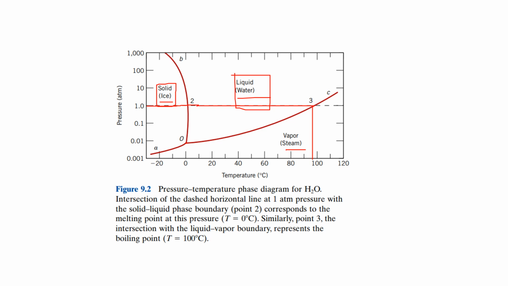This is a pressure temperature phase diagram of water. The intersection of the dashed horizontal line at 1 atmospheric pressure with solid liquid phase boundary. So different phases. This is one example of the unary phase diagram.